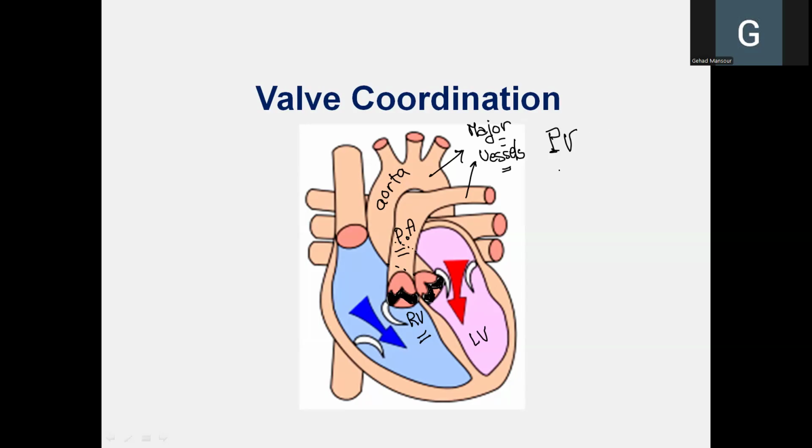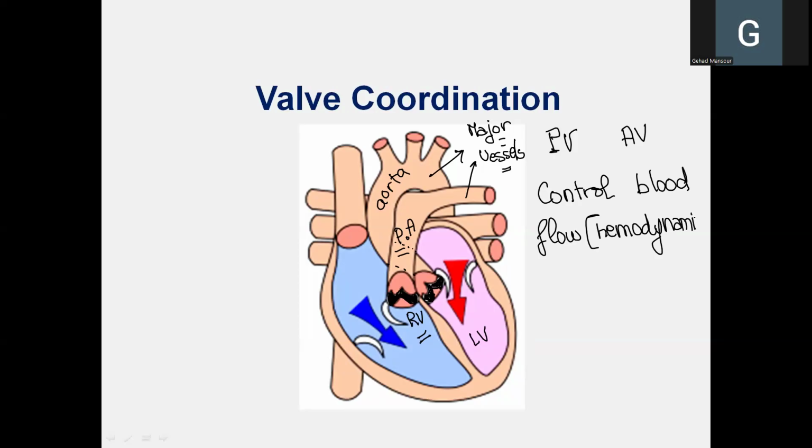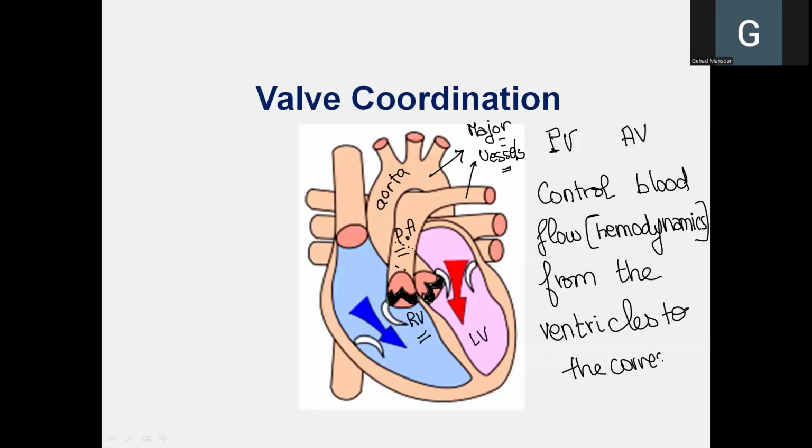So we can say that the pulmonary valve and the aortic valve also control blood flow, or hemodynamics, but we cannot say that they control blood flow inside the heart, but from the ventricles to the corresponding major arteries, the aorta or the pulmonary artery. Okay.